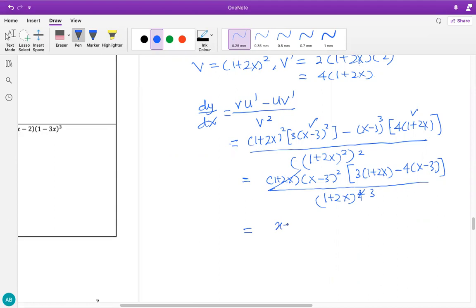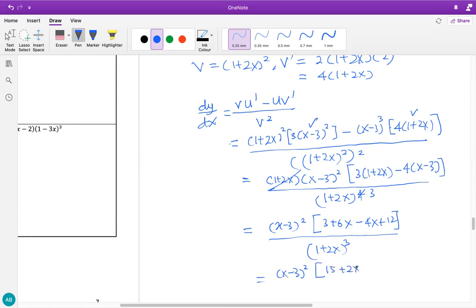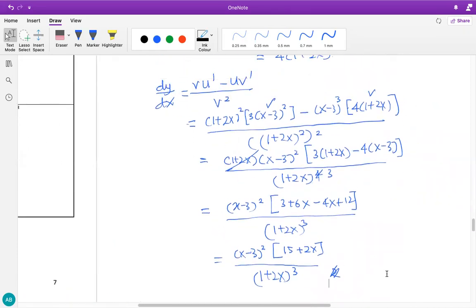Then this part is algebra. So you get 3 plus 6x minus 4x plus 12 over 1 plus 2x power 3. So you simplify here, we make it x minus 3 squared multiply 15 plus 2x, over 1 plus 2x cubed. So this is your last answer. If you don't know, you just leave your answer like this part.